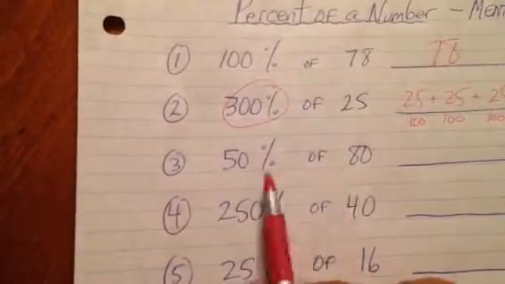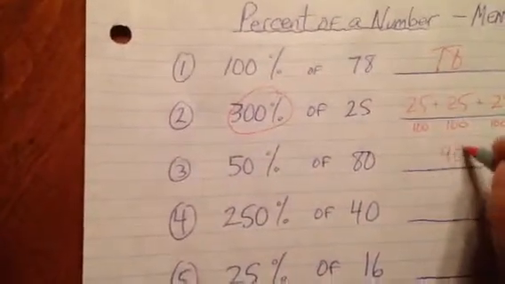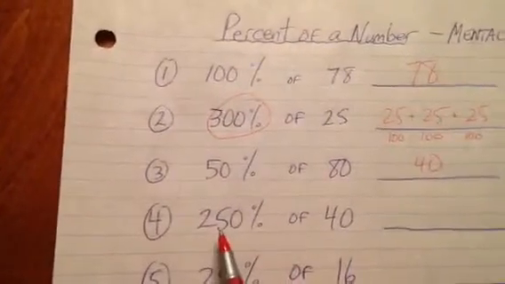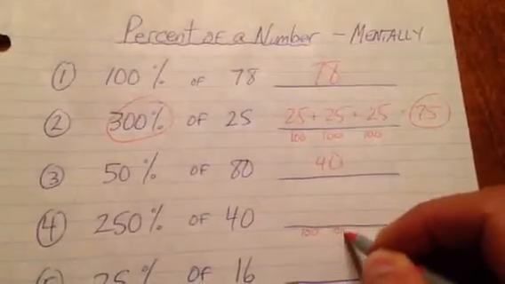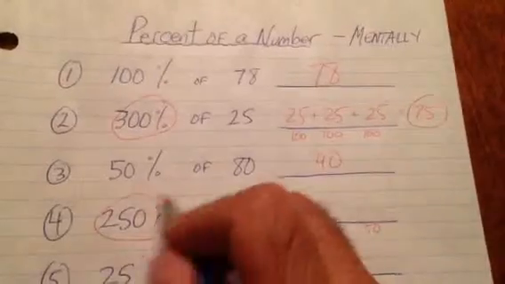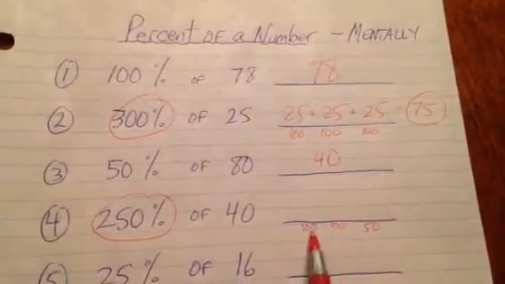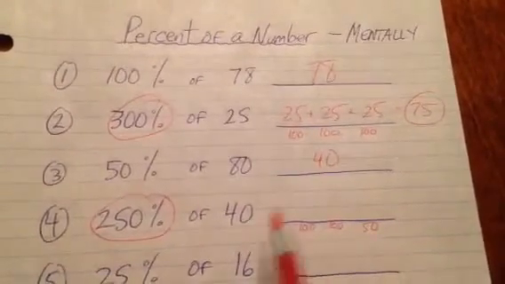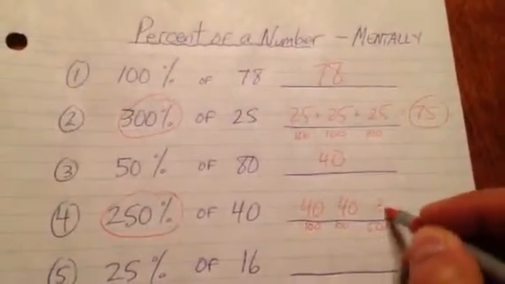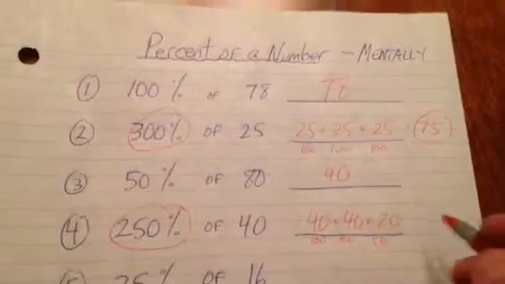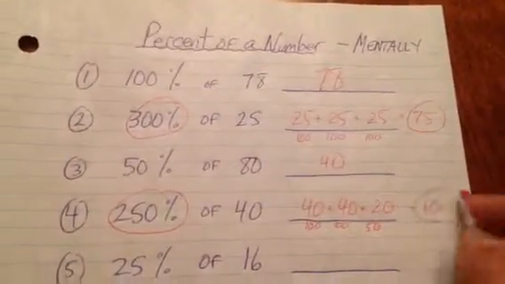50% of 80 is half of 80, which is 40. So that's what 50% means. 250% really means 100, 100, and 50. So we got 250 as long as it adds up. And these are the numbers in our cheat sheet. So 100% of 40 is 40. Half of 40 is 20. So we have 40, 40, and 20. That's 100. Okay, that's how you do that.